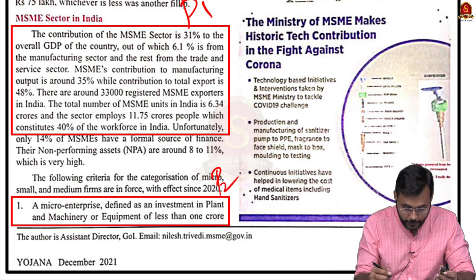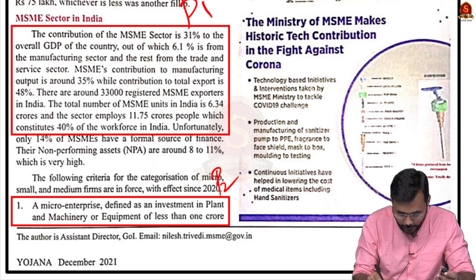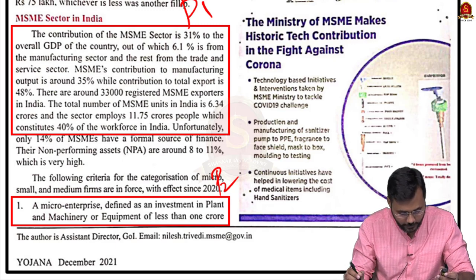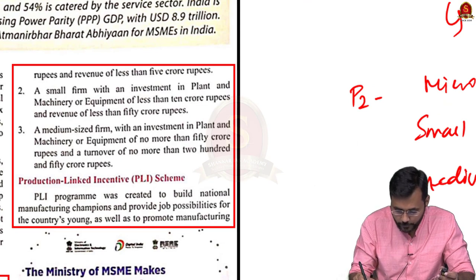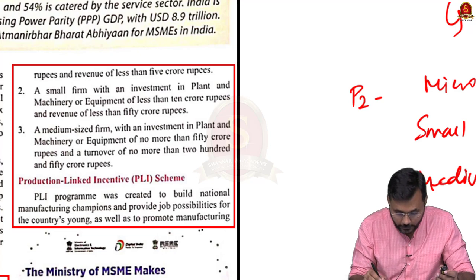And next comes, what is the definition for MSME? In paragraph 2, they have given some definitions for MSME, that is micro, small and medium enterprises. Investment in plant and machinery or equipment less than 1 crore rupees and revenue of less than 5 crore. So when your investment is 1 crore and revenue 5 crore, then you come under the micro category.